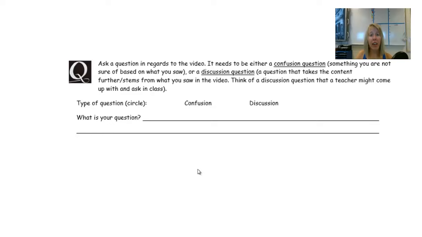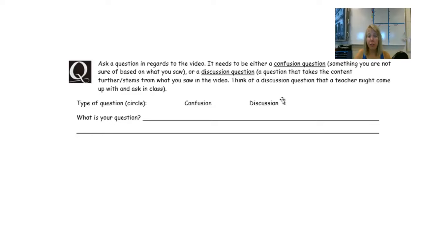And then at the end, come up with a question. You'll do this with every single video that you watch for me. It needs to be something you're confused about or something to discuss. So if you're confused, circle confusion and then write a question to help tell me what you're confused about. So how do I know which is the x-axis? How do I know which thing should be my title? Something like that.